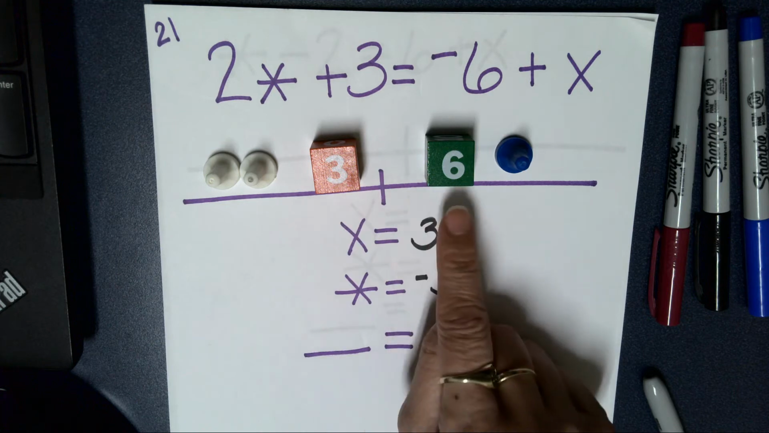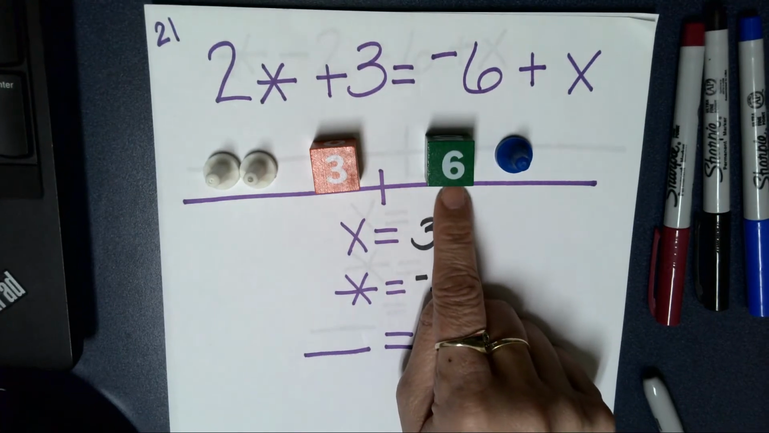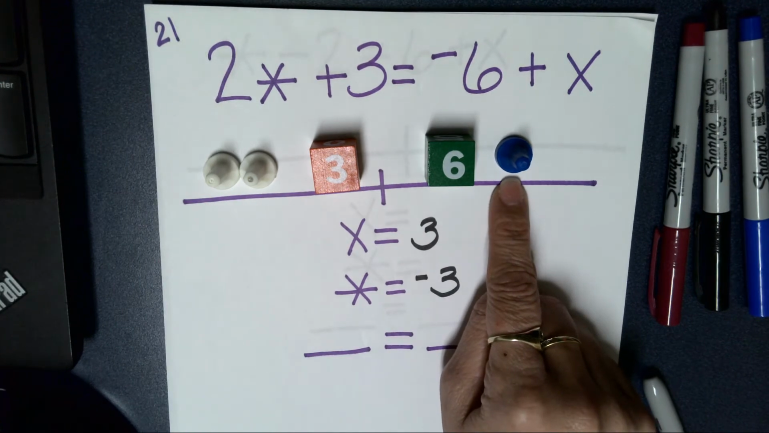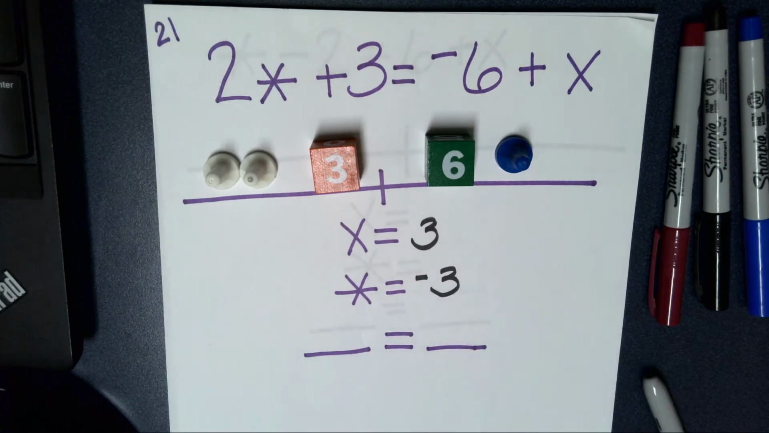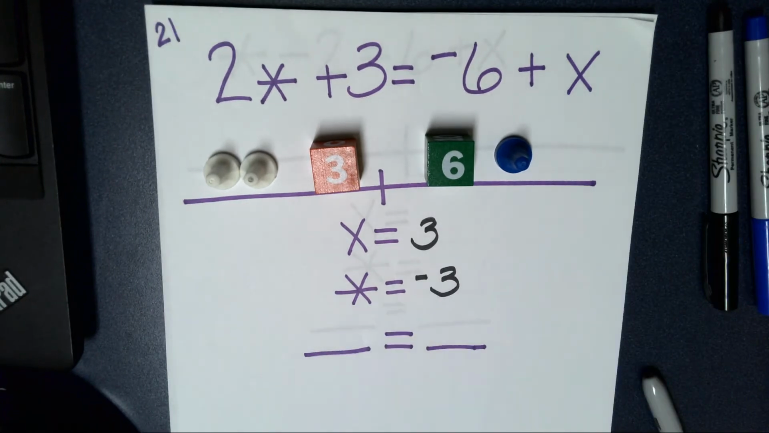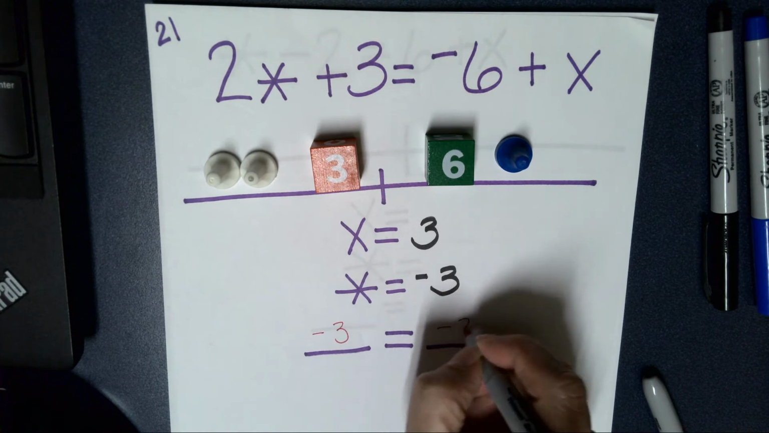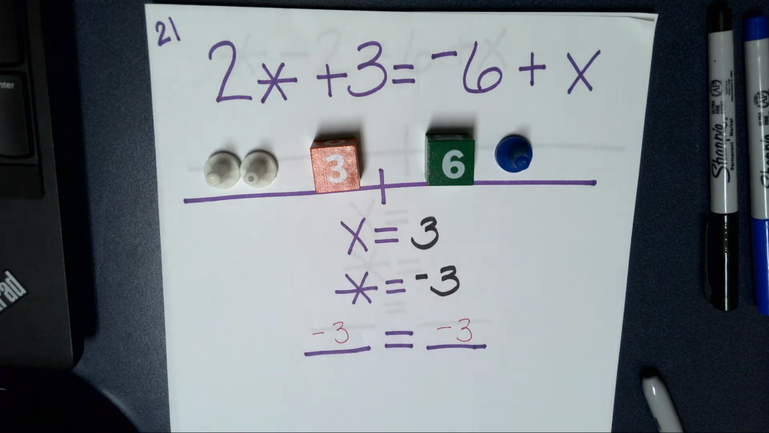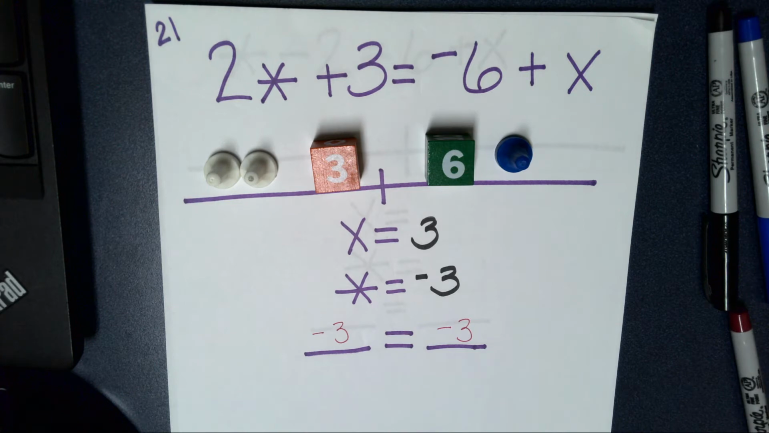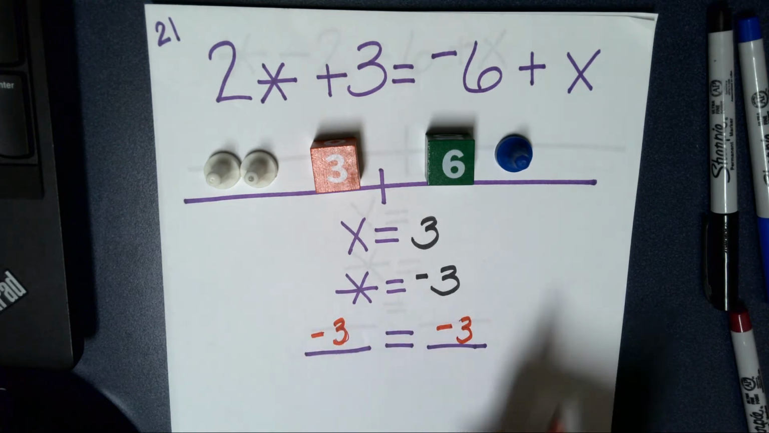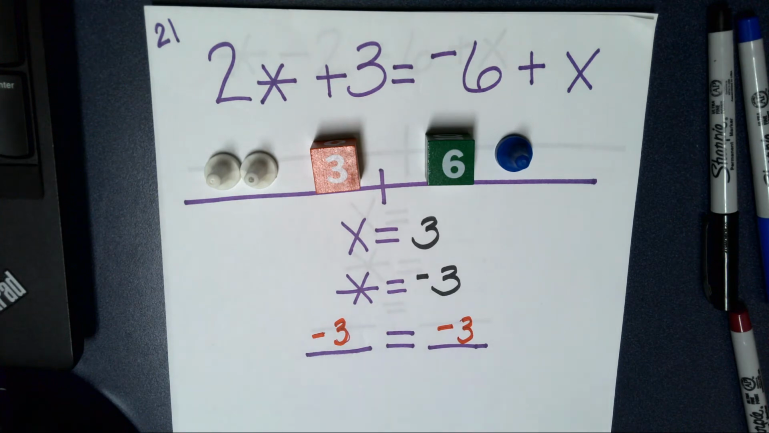Let's try this. This is -6, and we add 3 to it. -6 plus 3 is -3. So our solution, our check rather, is -3 equals -3. So that is our final solution for that particular problem. So let's start another problem.